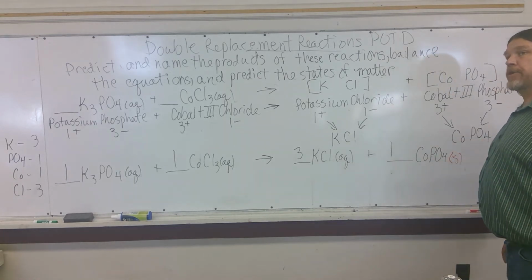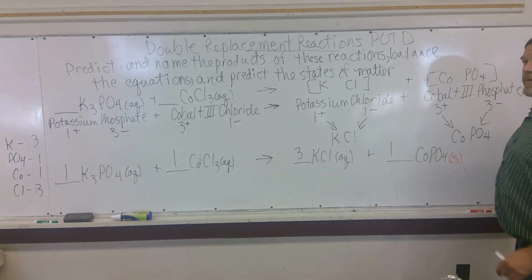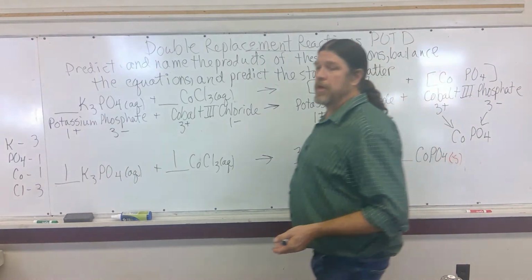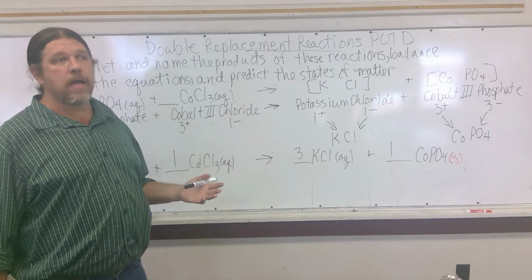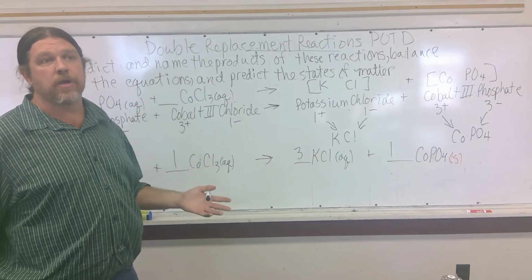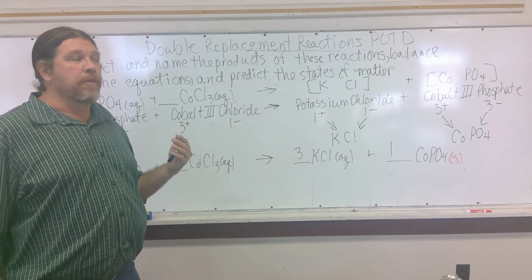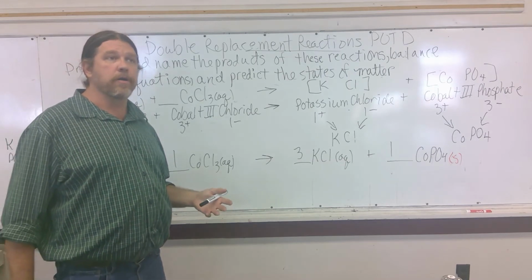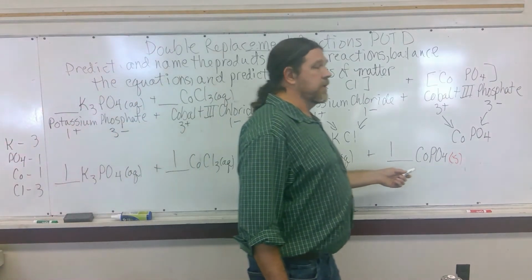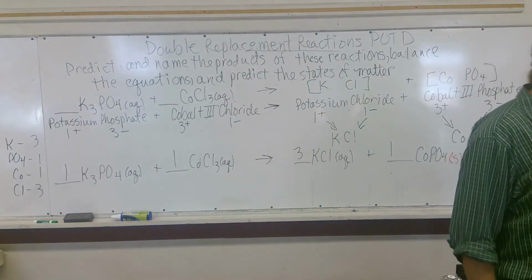Then finally, if we look at our solubility chart, once again, we find that phosphates are generally insoluble except for a couple of our alkali metals. Alkali metals tend to make very highly soluble products. On the other hand, other metals tend to become insoluble in the phosphate form, and cobalt would be no exception.